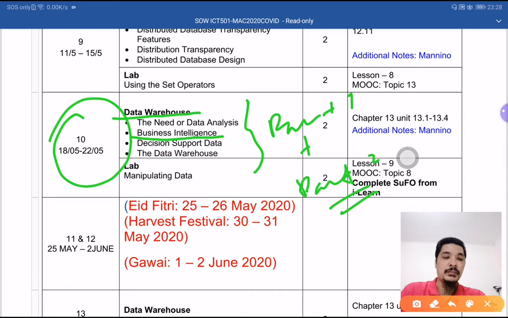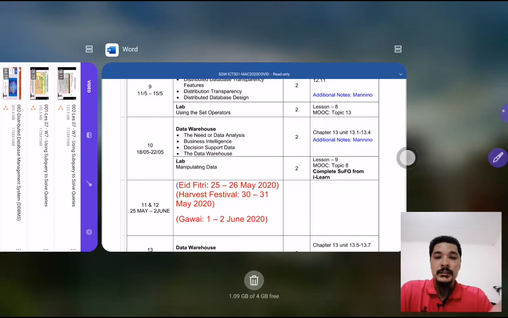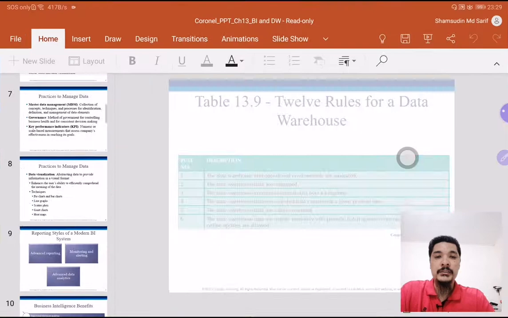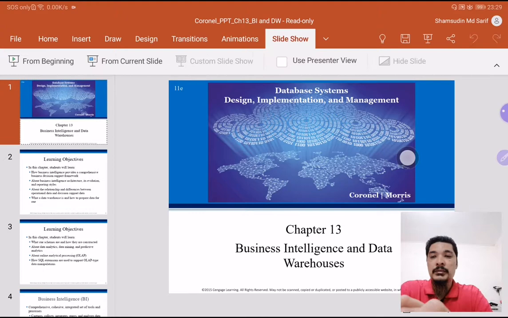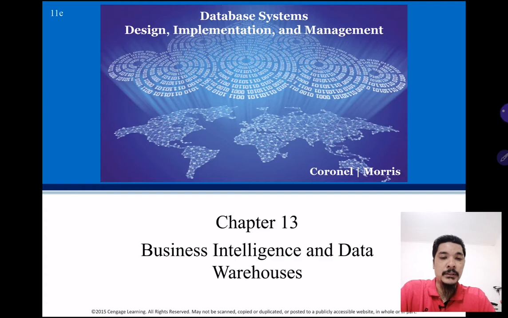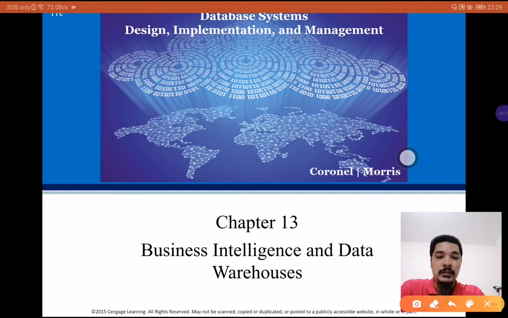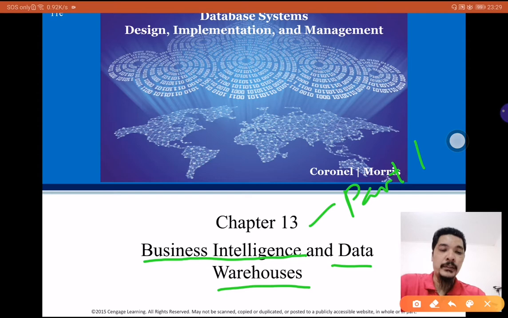For this one, we will cover these topics. Look at chapter 13, business intelligence and data warehouse. Let's start with the first slide from the beginning. We are now in chapter 13, business intelligence and data warehouse, for part one. Hopefully I can stop at part one, then let's continue with part two.